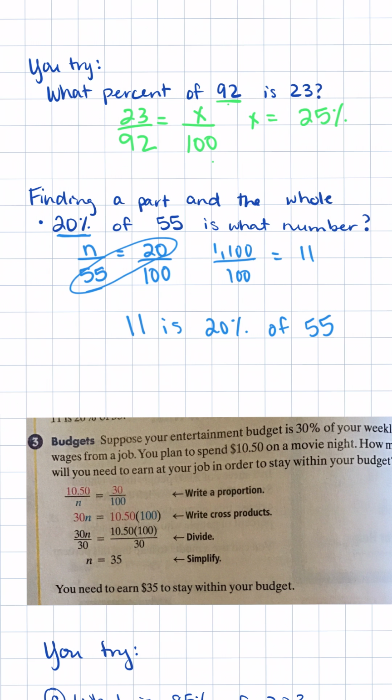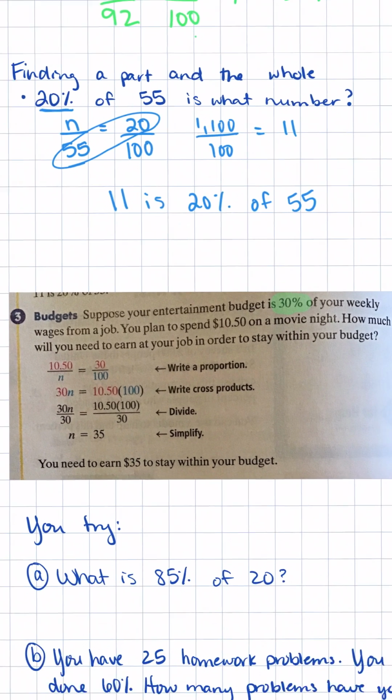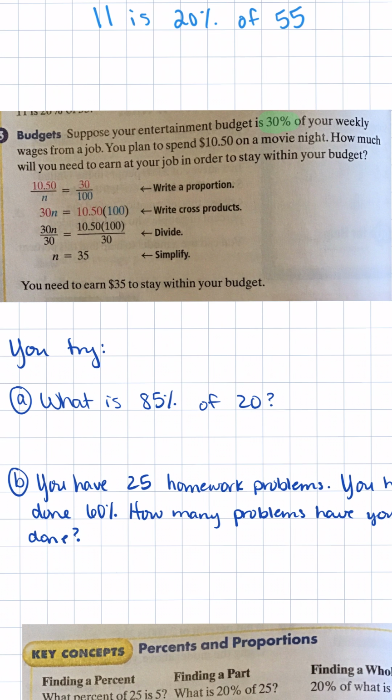Suppose that we are entertaining a budget of 30% of your weekly wages from a job. You plan to spend $10.50 on a movie night. How much will you need to earn at your job in order to stay within your budget? We're going to put 10.50 over what number equals 30 over 100, turning this percent into a fraction. Cross multiply, and we get n equals 35. So you need to earn $35 to stay within your budget.